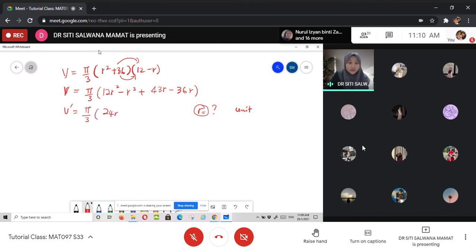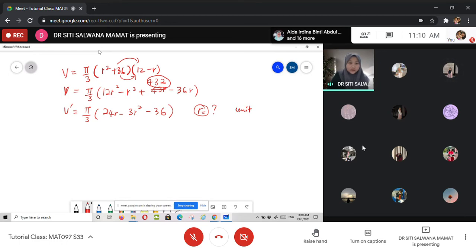24R minus 3R square minus... sorry, this one is 432, right? Okay, this one, earlier, class. So this one we have is 0 minus 36. Okay, can? And then how to find R?